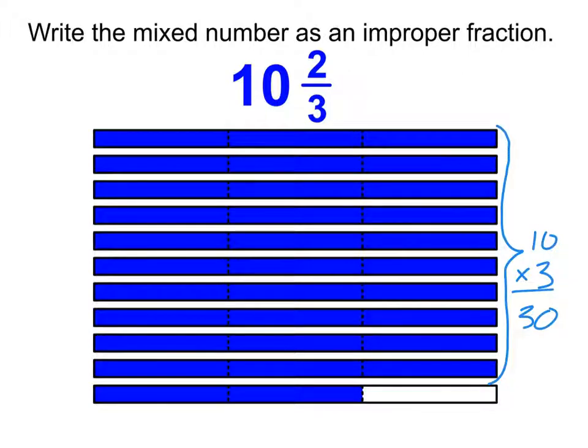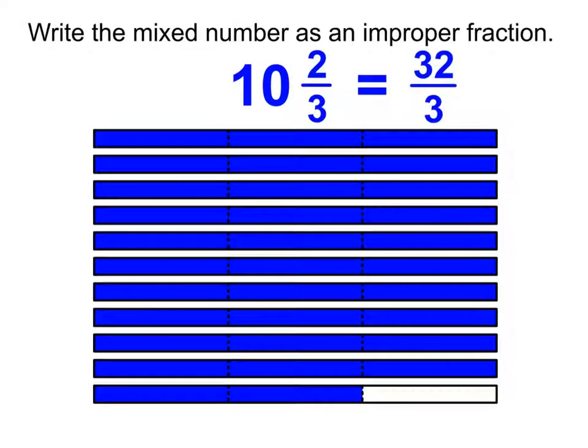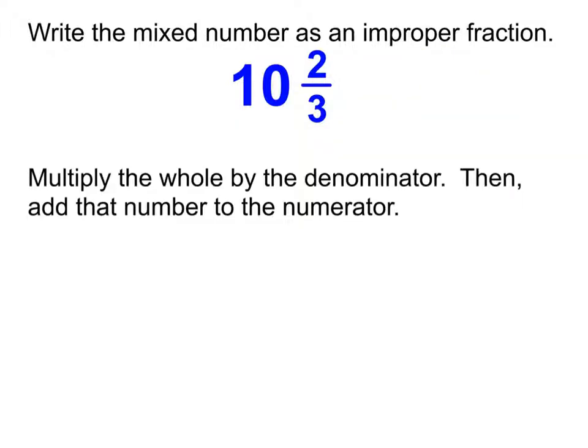But then, that's not the whole story though, because the answer isn't just 30. I still have the 2 that are hanging out there. So I end up doing the 30 plus the 2. And so we get 32 thirds. And that's actually what we're doing in order to do any of these problems. Anytime you want to take a mixed number and turn it into an improper fraction, multiply the whole by the denominator, and then add that number to the numerator.